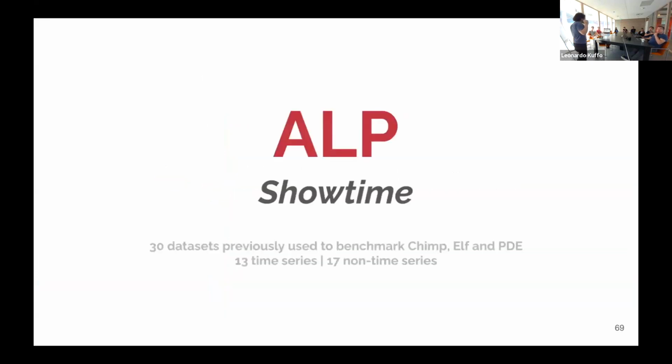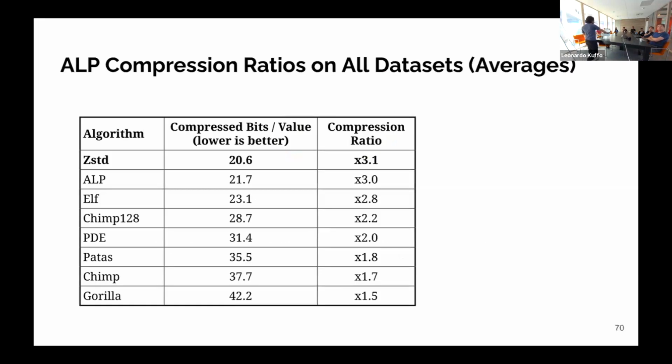So before finishing, I want to talk to you about the results in more detail. We tested this on 30 data sets, which were previously used to benchmark the other algorithms I talked to you about in the beginning. 13 of these data sets were time series data sets, and 17 were non-time series data sets. And here are the results for compression ratios.